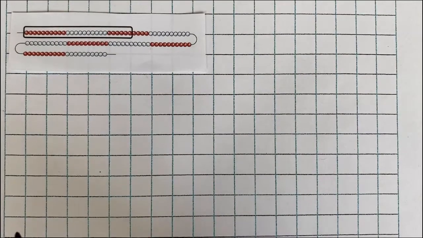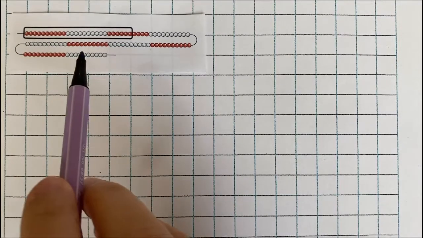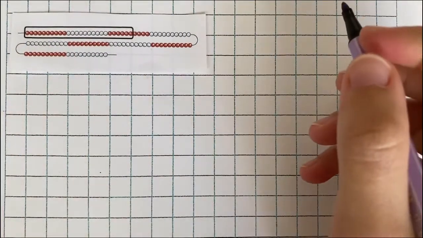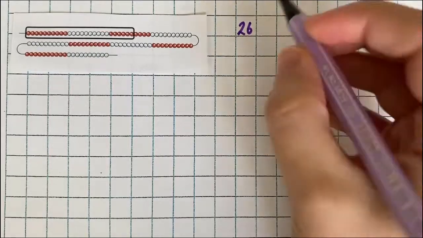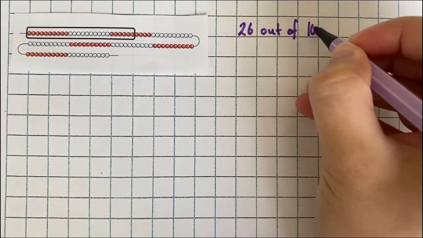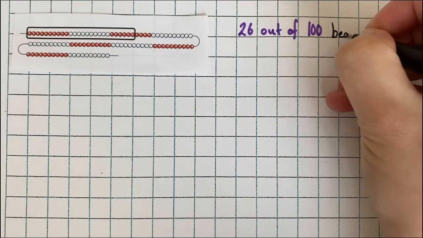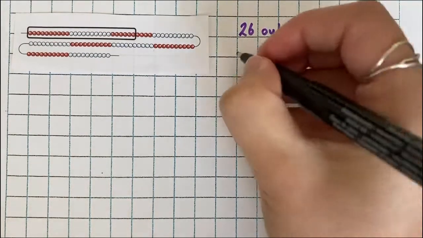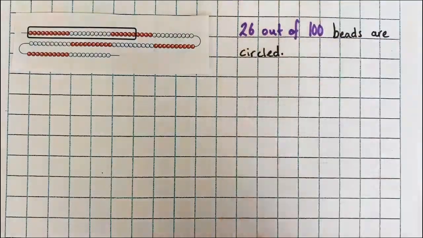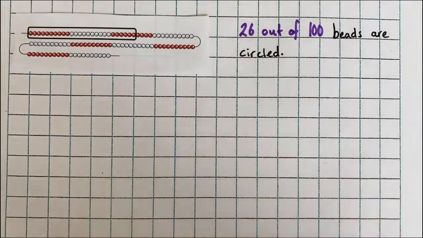Here I have 100 beads. Let's look at the amount circled and what percentage this is. So we've got 26 out of 100 beads that are circled. How would you write this as a fraction, decimal and percentage?